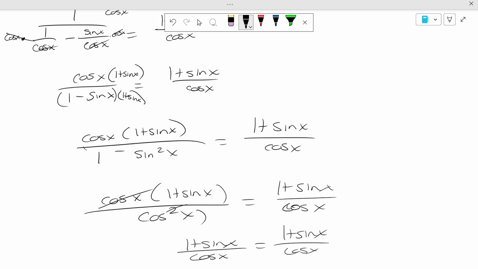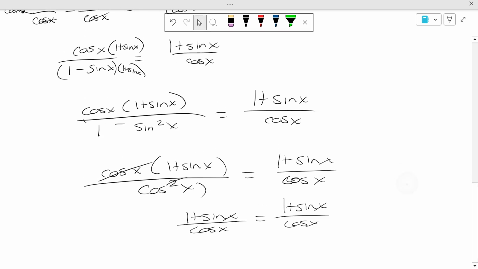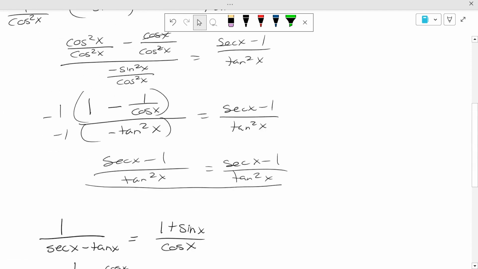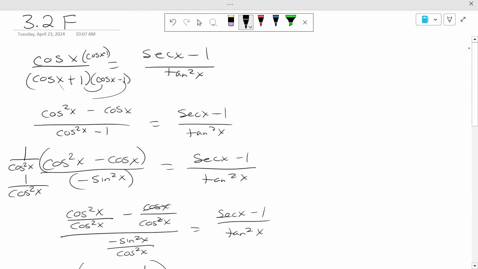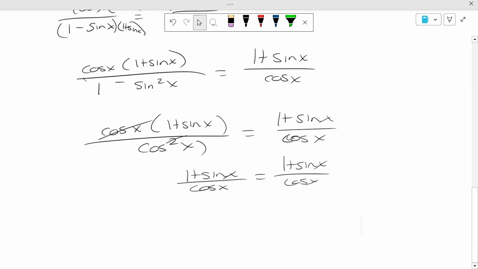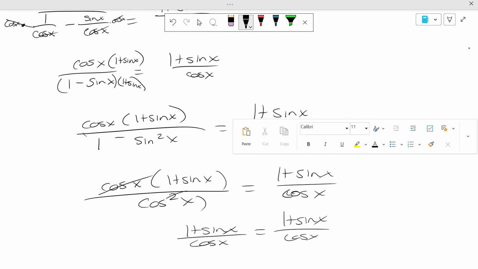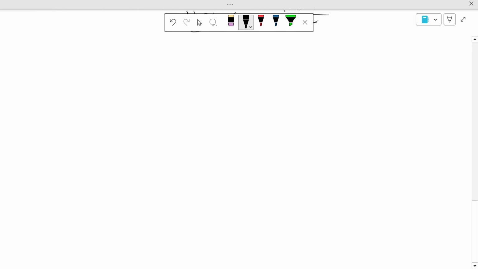Okay, one last problem. Now, in this problem up here, I multiplied both the top and bottom by the conjugate of the denominator. At this step right here, I multiplied both the top and bottom by the conjugate of the denominator. Now, when we have secant of x plus 1 over secant of x minus 1 equals 1 plus cosine of x over 1 minus cosine of x.